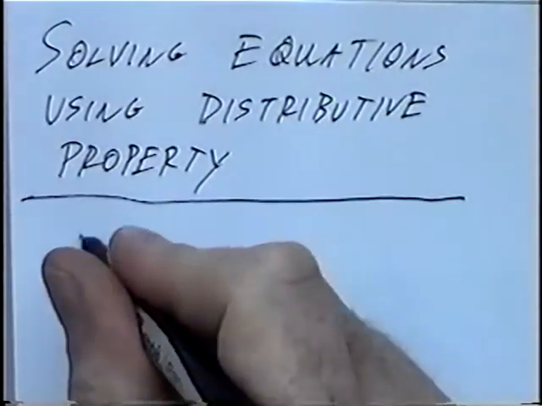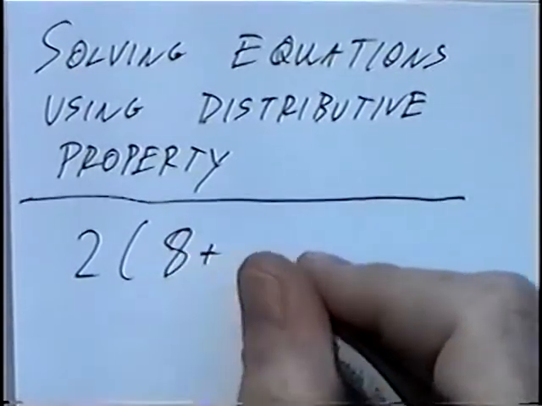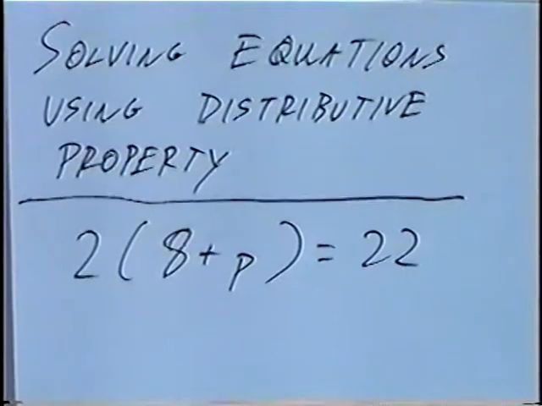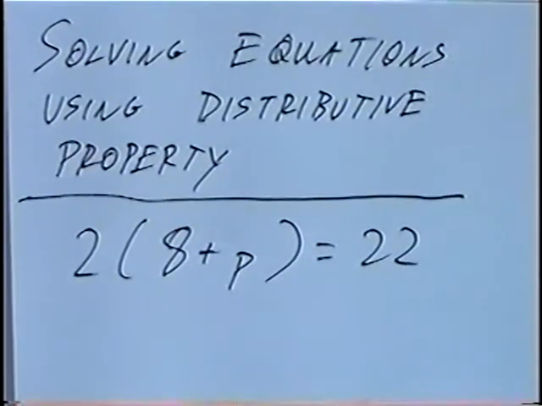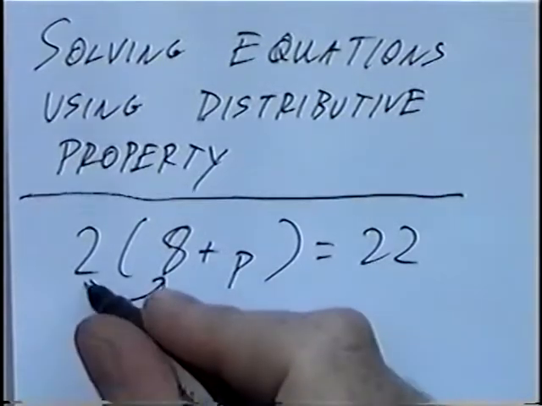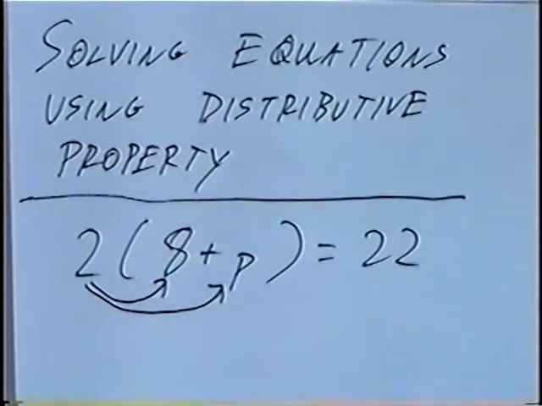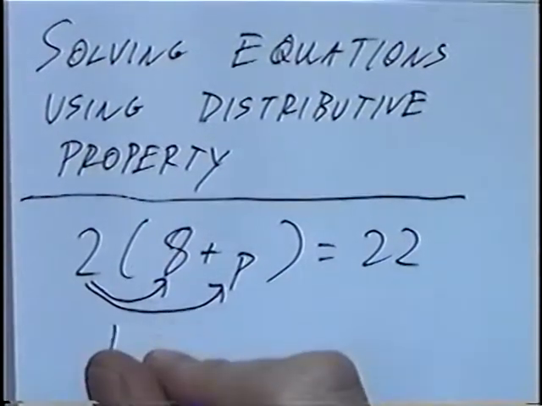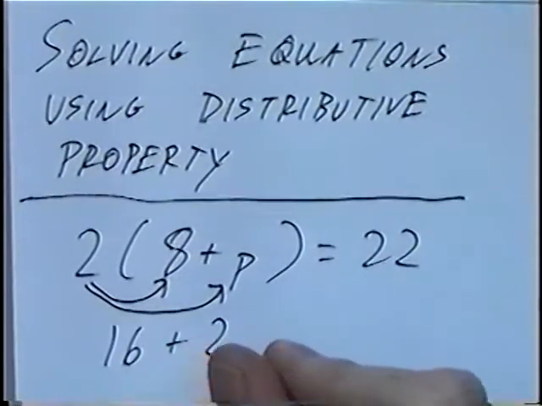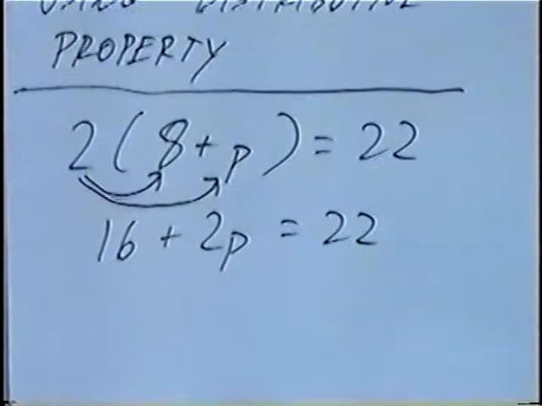First equation is 2, and inside parentheses 8 plus p equals 22. If you remember distributive property, we'll take the number 2 and multiply it by each term on the inside of the parentheses. In this case we'll have 2 times 8, which would be 16. And 2 times p would be plus 2p equals 22.